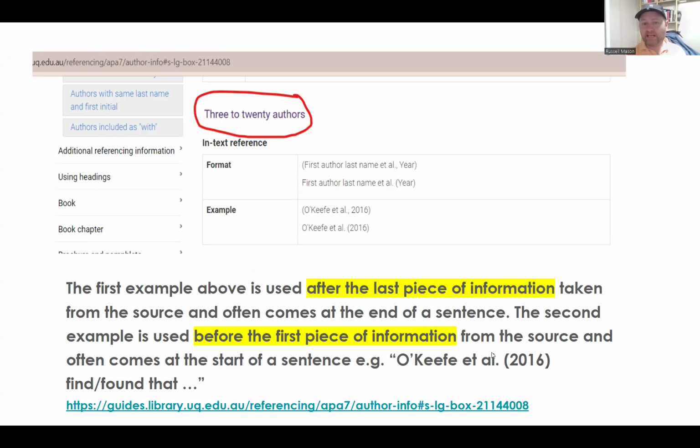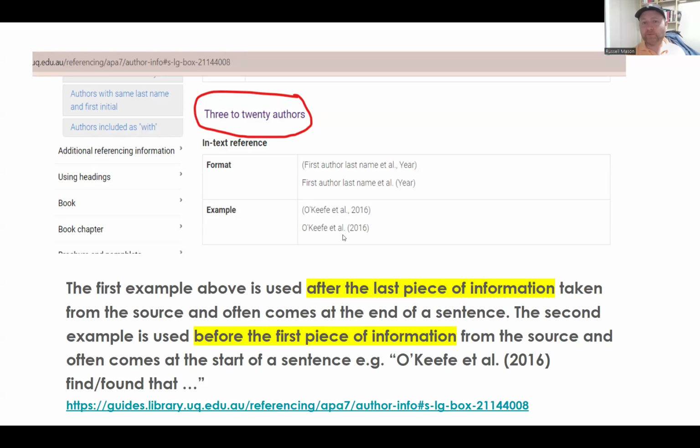Et al means and others, and other writers. So we don't need to write the names of all of the writers. If there are three or more writers, we just write et al. In this case, we can put it after the last piece of information. We open the brackets, write the family name, et al, and then a period and a comma and a space, then the year, then the second parenthesis or bracket, and at the end of the sentence, we put the period.